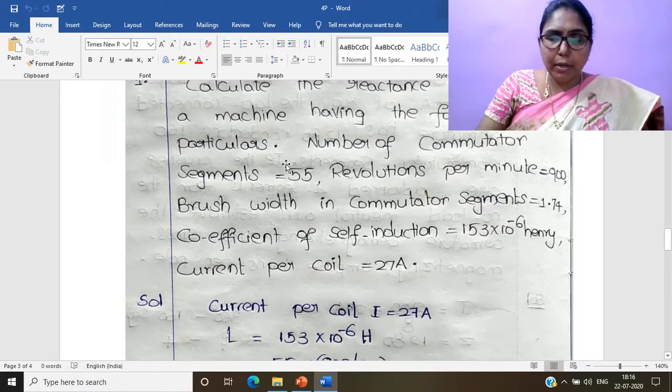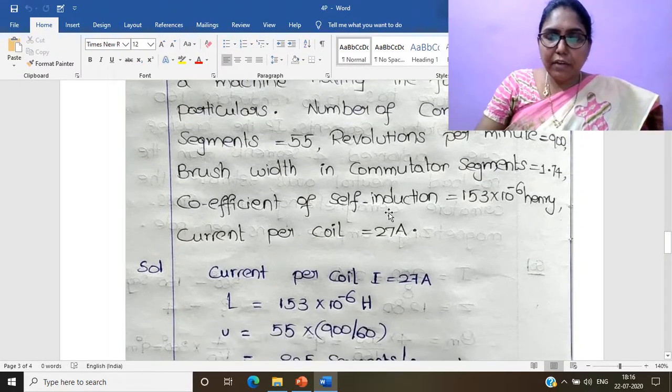There are 55 commutator segments, and the speed they have given is 900 revolutions per minute. The brush width is also given, 1.75, which is WB in the formula. They didn't mention anything about the mica sheet width, so we can neglect WM in the problem.